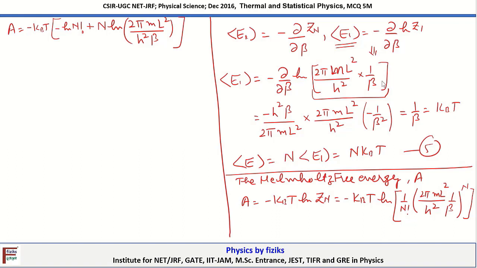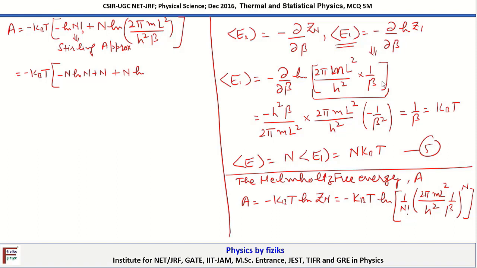Okay, and here we will apply the Stirling approximation, because n is large, so applying the Stirling approximation, we can expand it. So by doing that, this is equal to minus kBT, and then applying the Stirling approximation, minus n ln n, and minus minus will become plus n. Okay, plus n ln 2 pi m.